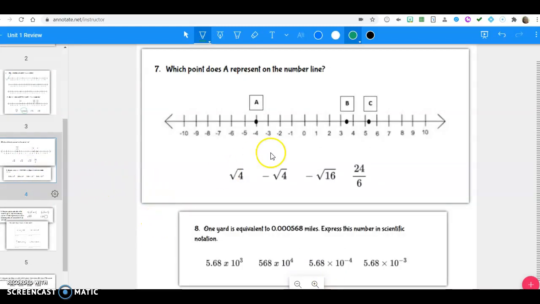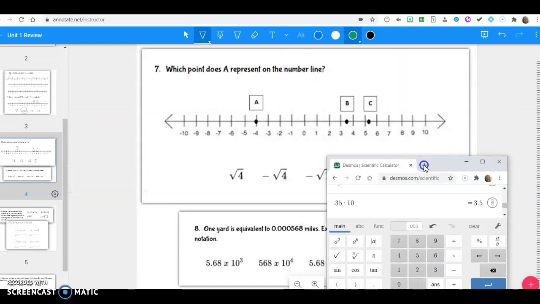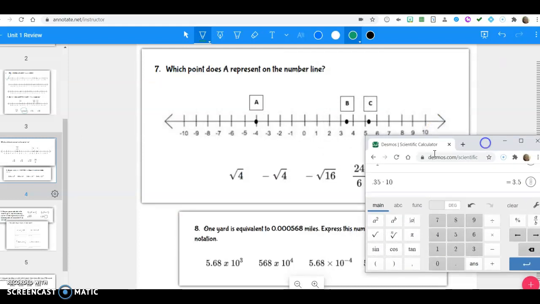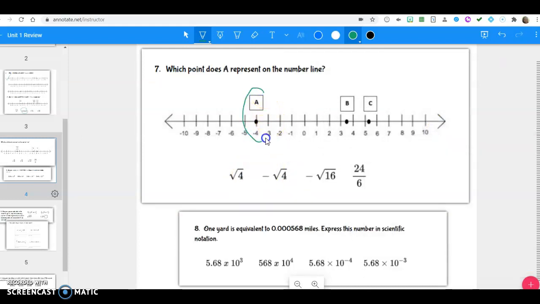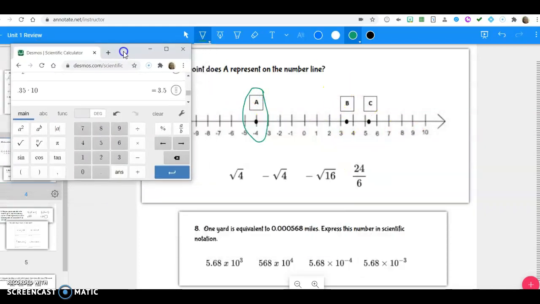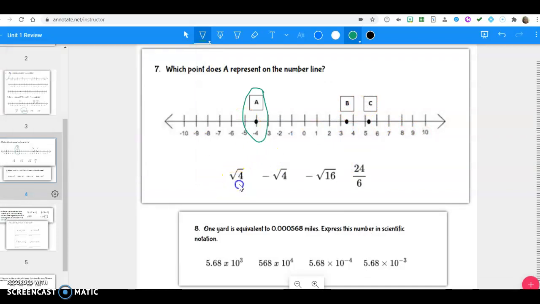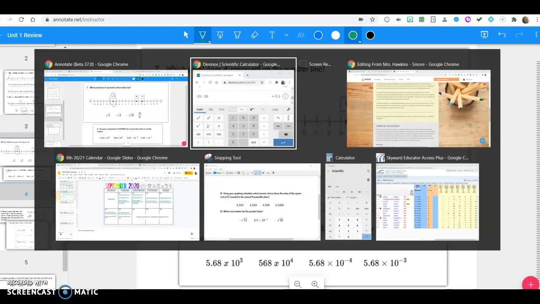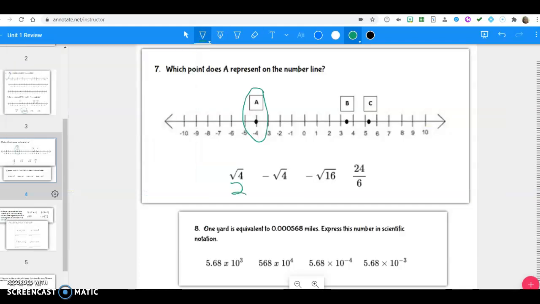All right, so now we're looking at number 7 and 8. Which point does A represent on the number line? So again, going back to my decimals calculator here. So A is going to be -4. I can clearly see that. So I'm going to just try to evaluate everything else. The square root of 4 is equal to 2. Oh, that's ugly. Hold on. Sorry, y'all. All right, so the square root of 4 is equal to 2. Okay, and then 24 divided by 6 is equal to 6. So I know both of those are silly answers because clearly I'm looking at -4 on my number line.